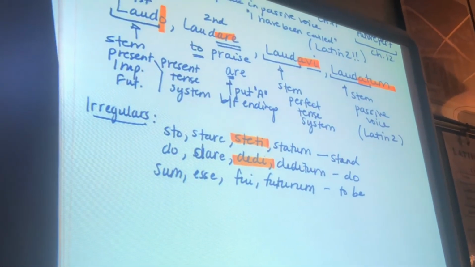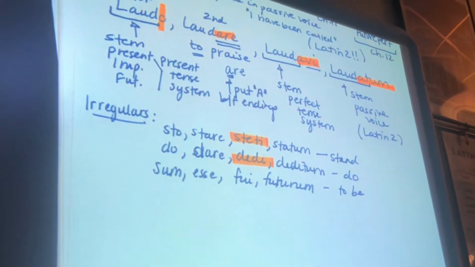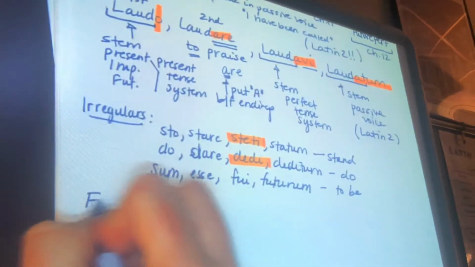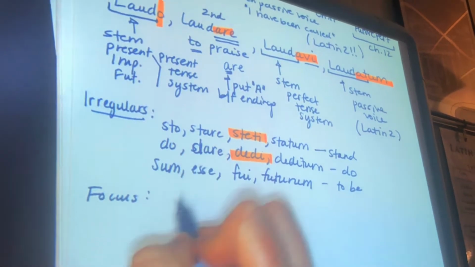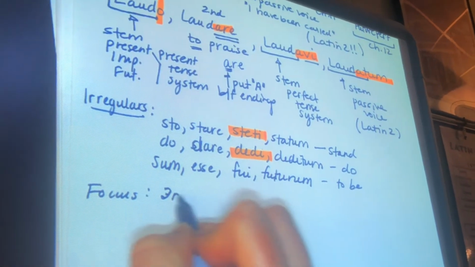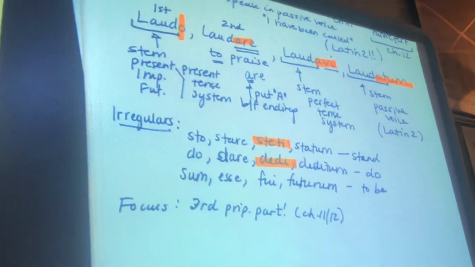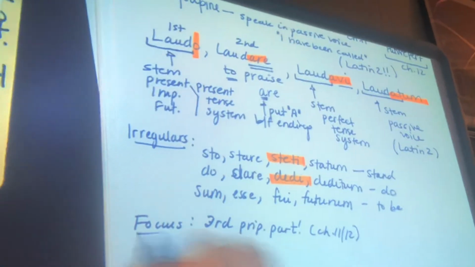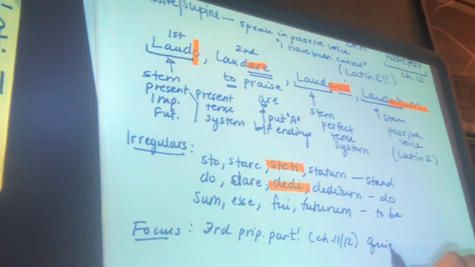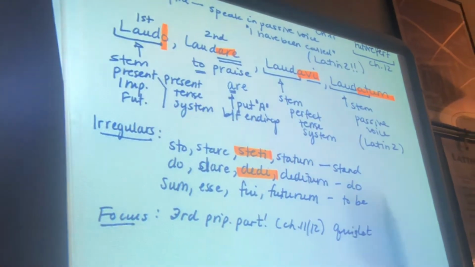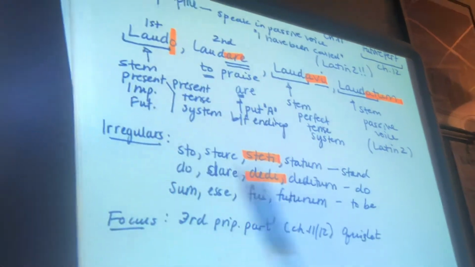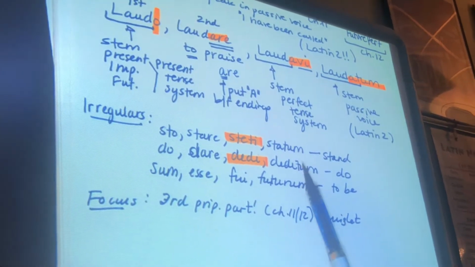Okay, we definitely are going to want to put these principal parts into Quizlet. Your focus on this vocab is the third principal part, because that's what we're going to use in chapters 11 and 12, your next two chapters. So when you're putting these into Quizlet, make sure you're not just writing sto, stare, steti. If you don't want to put the last one, that's okay, if that's getting a little overwhelming.